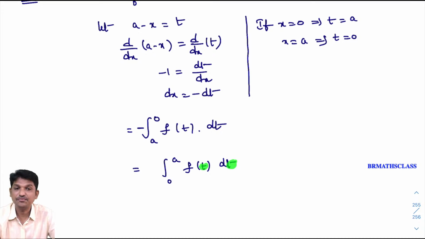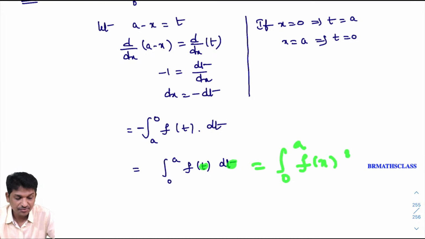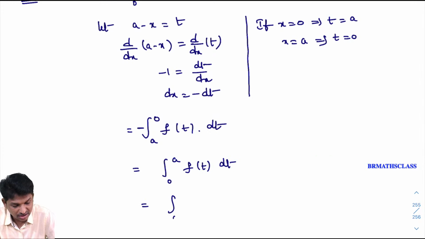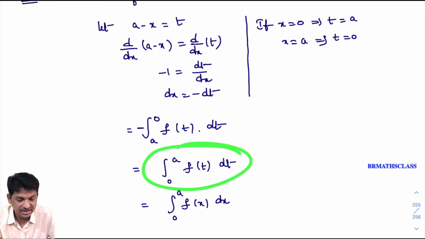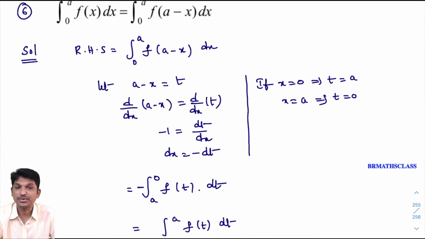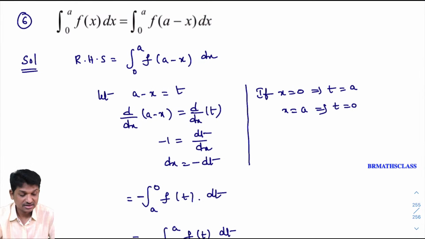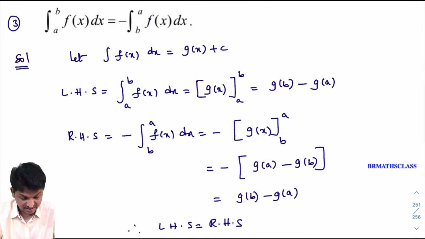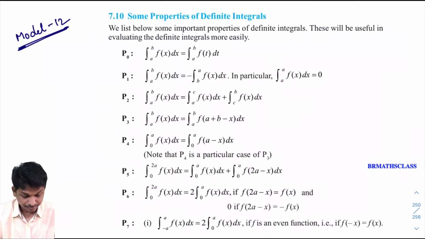Integral of 0 to a f of t dt can be written as, we learned this property now, 0 to a f of x dx. As it is a dummy variable, I can write it as 0 to a f of x dx. I hope you are understanding this property. We have this property. Okay, so a total of 6 properties are completed out of 9 properties. Next, another 2 properties are there. Let's see what those 2 properties are.